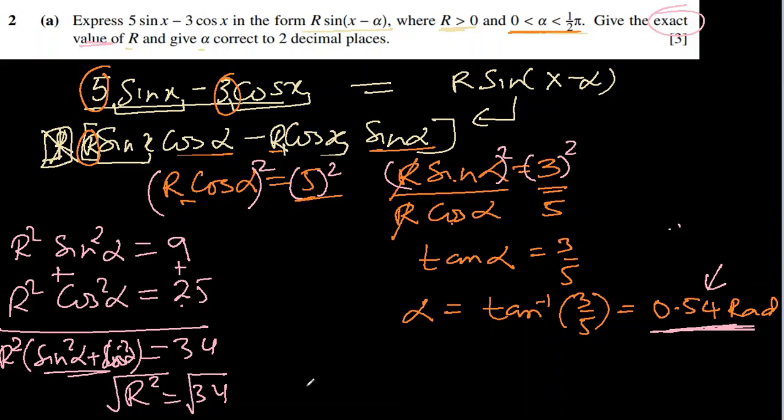Square root both sides now. So r will be plus or minus square root 34. But since they said r is greater than 0, we will ignore the negative, only the positive square root 34. We got r and alpha both.